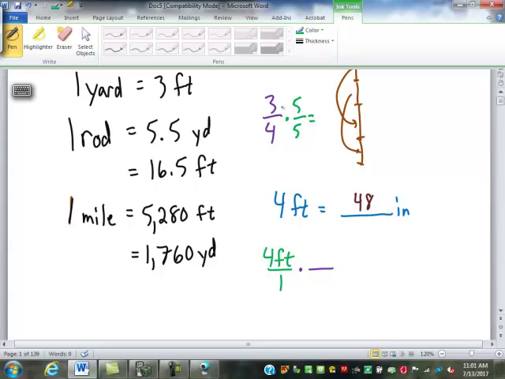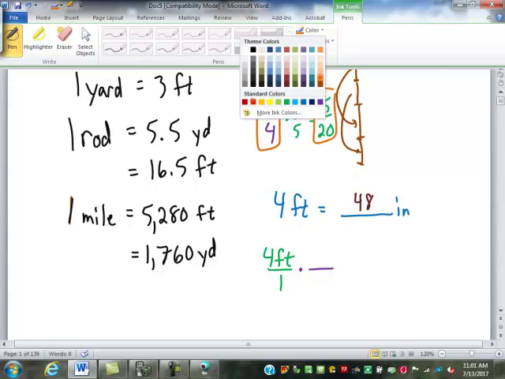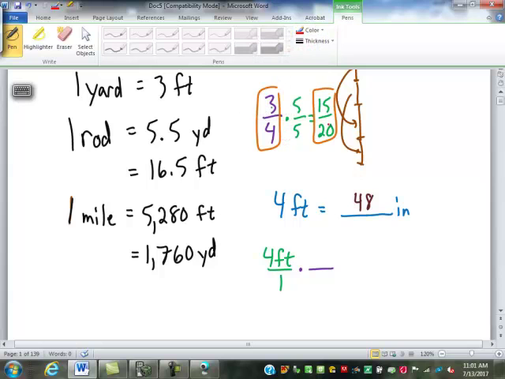We multiply by 5 over 5. 3 times 5 is 15. 4 times 5 is 20. 15/20 has exactly the same value as 3/4. It just looks different, has a different appearance. And the reason we were able to do that, we didn't change the value, we just changed the appearance, is because of this. 5 over 5 is called a unity fraction.